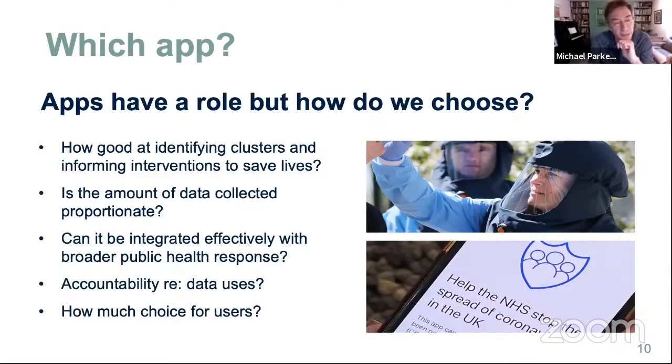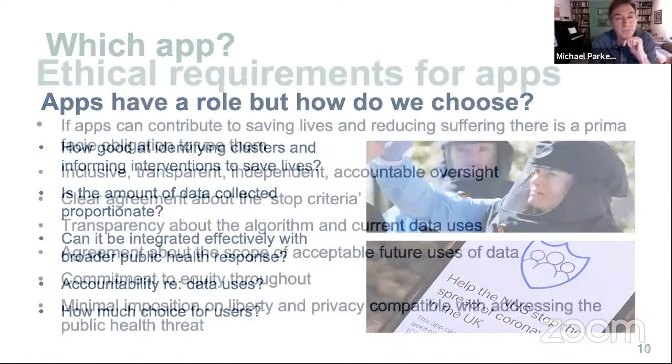points I made earlier about the need to have an intelligent health system? Then there'll be questions about accountability, about the uses of data, how are data used now and how might they be used in the future? And then finally, questions about how much choice is there for a user in each of those situations? How can we maximize choice?